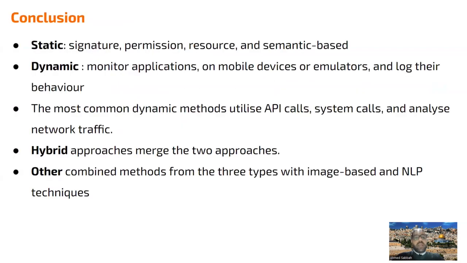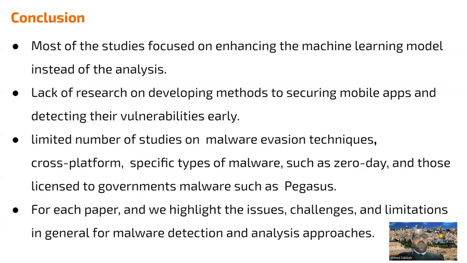Conclusion: as we mentioned before, we reviewed static, dynamic, hybrid, and other approaches for malware analysis and detection. Most of the studies focused on enhancing the machine learning model instead of the analysis, with a lack of research and development of methods for securing mobile applications and detecting their vulnerabilities early. There is a limited number of studies on malware evasion techniques for cross-platform, and on specific types of malware such as zero-day attacks and licensed government malware such as Pegasus, which need detailed investigation. For each paper, we highlighted issues, challenges, and limitations in general for malware detection and analysis approaches.